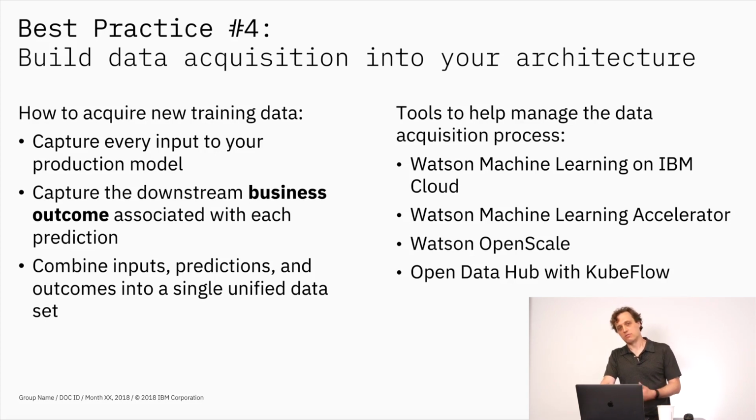It's important to have in place in your enterprise good tools for managing this data acquisition process. We include a number of good tools in our machine learning-based portfolios, systems like Watson Machine Learning or Watson Machine Learning Accelerator. We also have Watson OpenScale for managing the collection of this downstream business outcome information. And if you're looking at a completely open source solution, the Open Data Hub focuses again on this end-to-end collection of new training data.